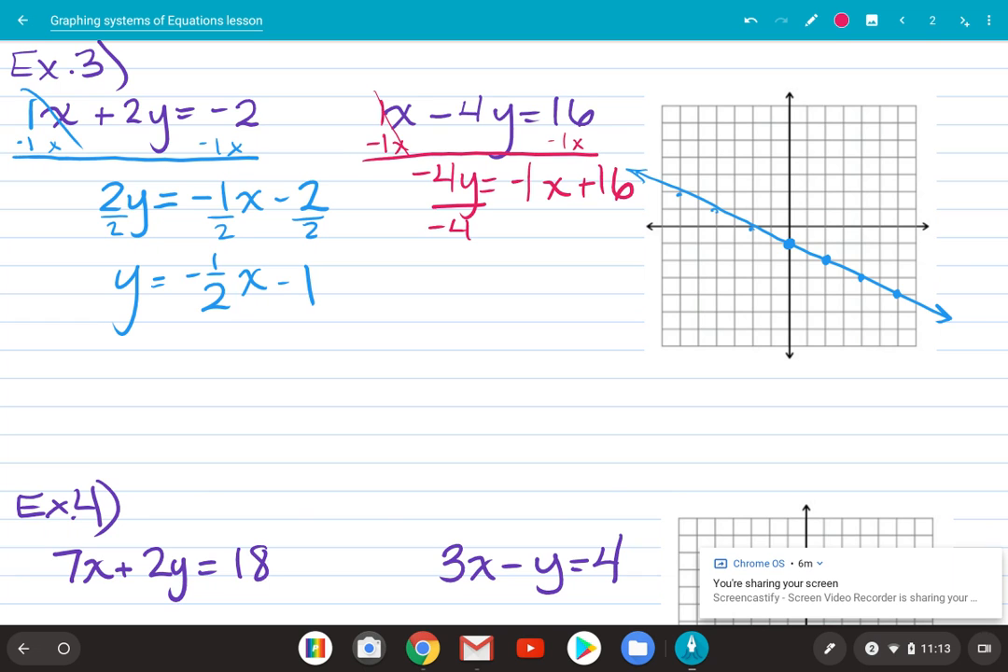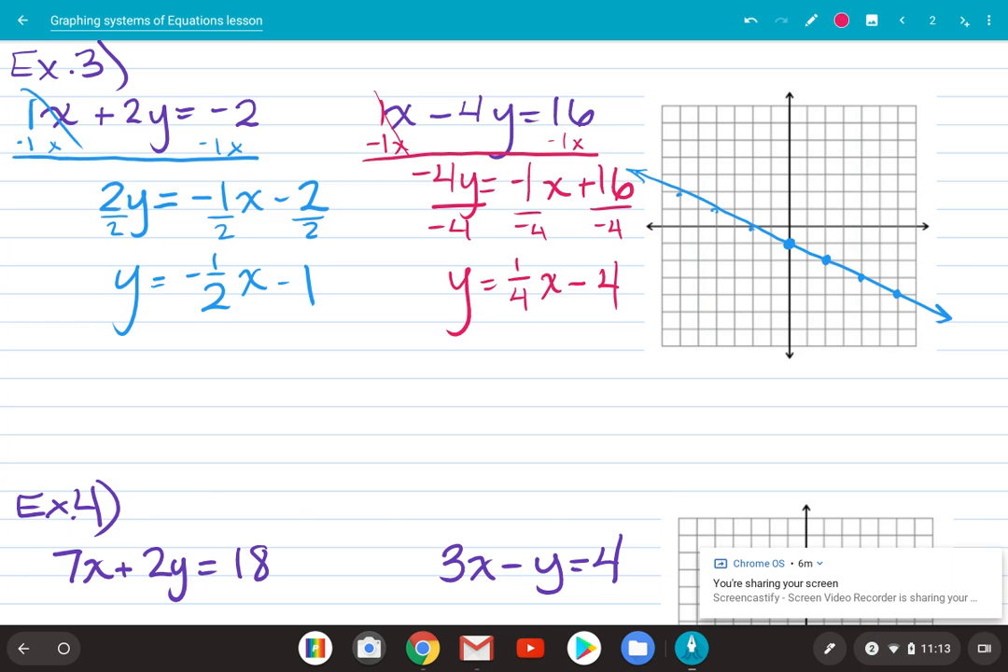Now, when we divide, we're going to take that -4 by everything. A negative over negative is positive. This is where I do not want to see you just say it's 4. It's actually 1/4. And positive over negative is negative. 16 divided by 4 is 4.